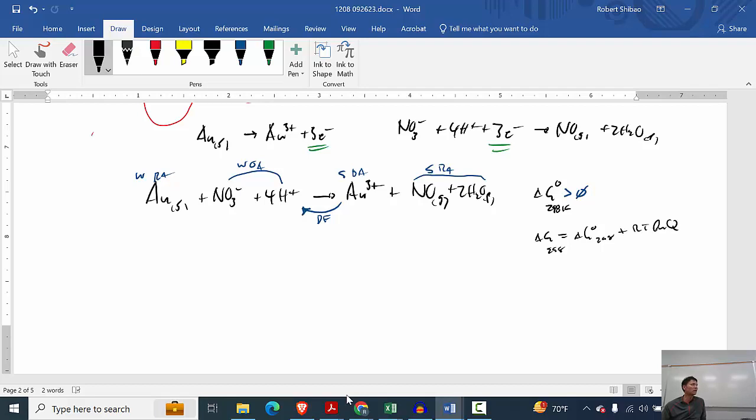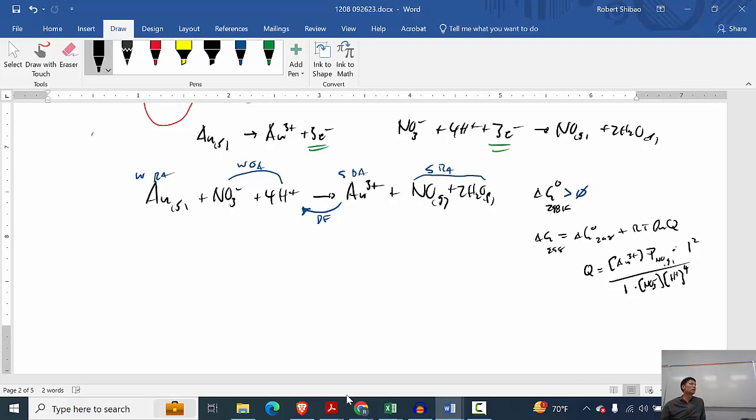But you know what? It's not enough. Q here is going to be kind of weird, because Q is going to be the product concentration, which is going to be gold 3, and then this is a gas, so it's going to be the partial pressure of NO gas. And then the water squared, and so this will be the activity of water. What is the activity of water? 1, and then we just square that. This is going to be 1 squared, divided by the activity of a solid. What's the activity of a solid? 1. Divided by the concentration of nitrate, and the concentration of the H plus to the 4th.